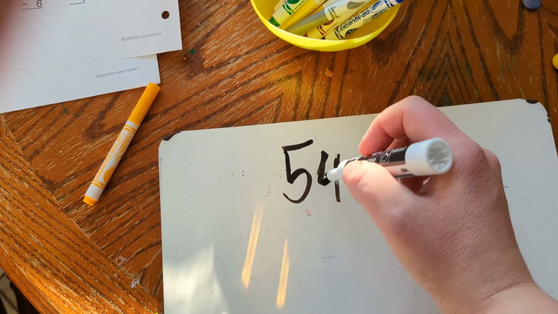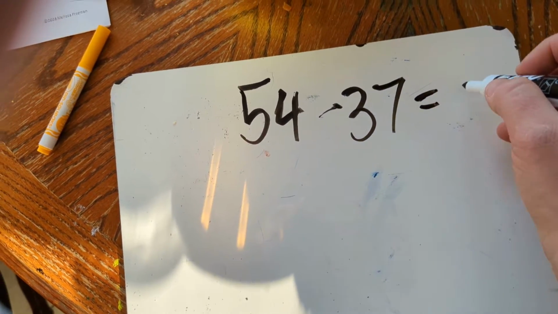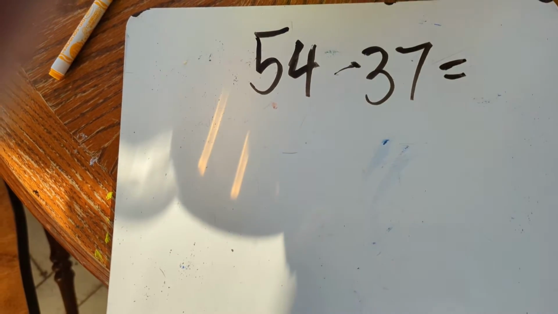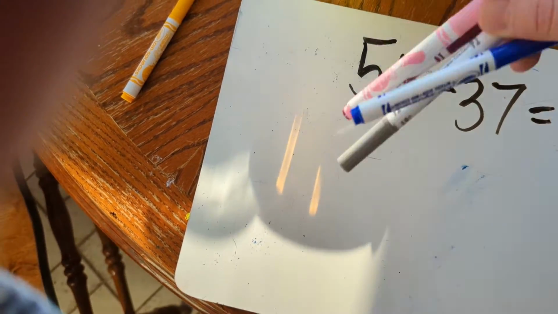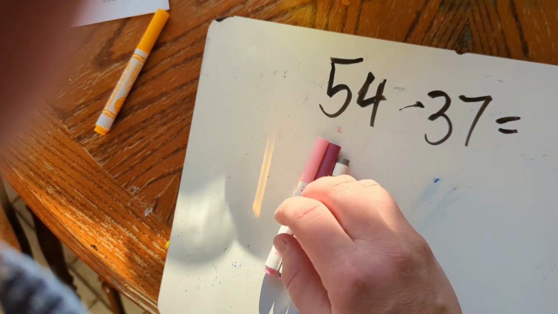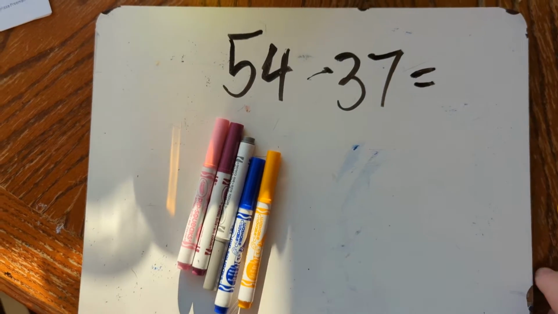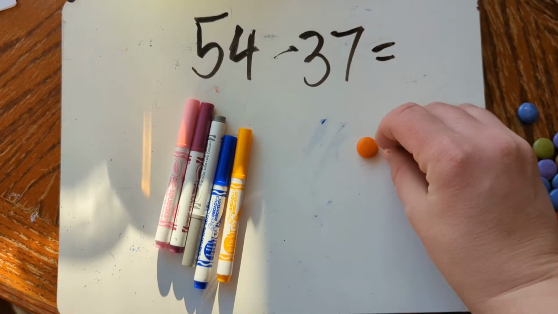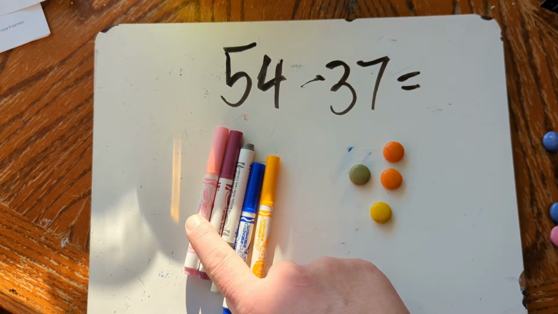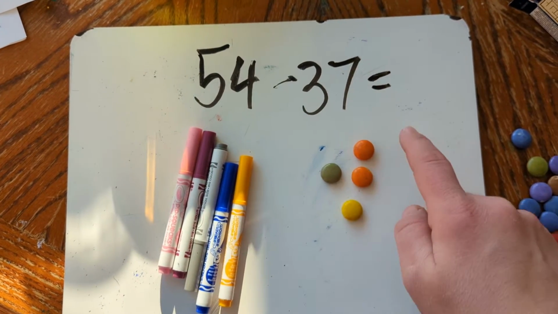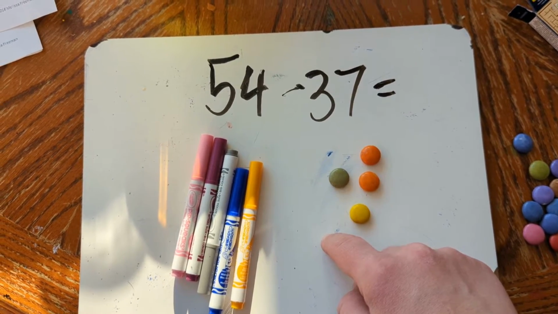So we have 54 and taking away 37 equals, that's what we're trying to figure out. If I'm going to use my tens rods to make it, here we have 10, 20, 30, 40, and one more makes 50. And then I've got my 4 ones: 1, 2, 3, and 4. So we can all agree that that's 10, 20, 30, 40, 50, 54. Now we want to take away 37.